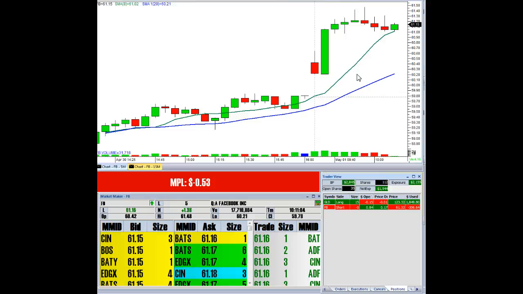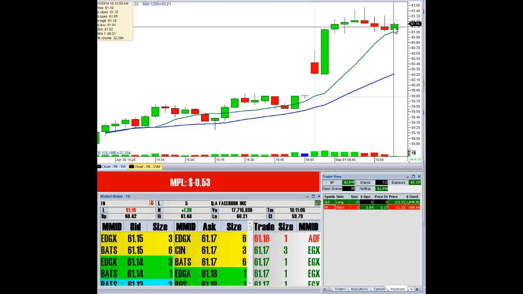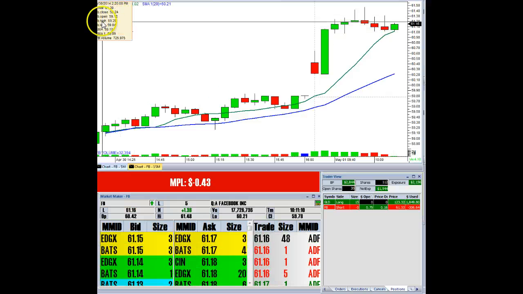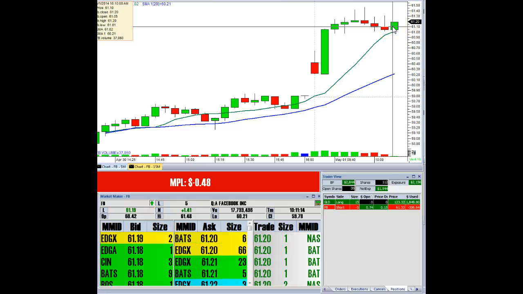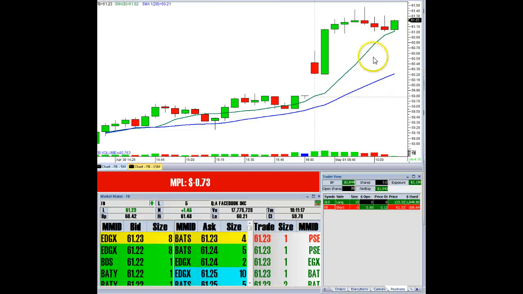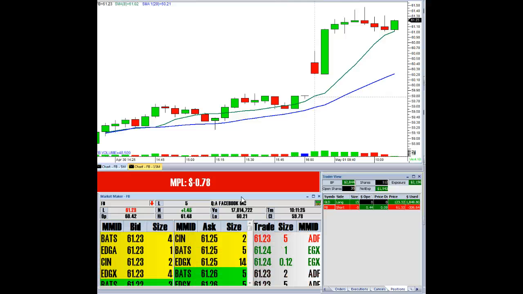That's 61.02 because it did get there. The low of that bar, if you look over here where it says low, was 61.01. So I was there. I just missed it. Oh well, it happens. If I wasn't recording, I probably would have just done it. But we'll just try it again.